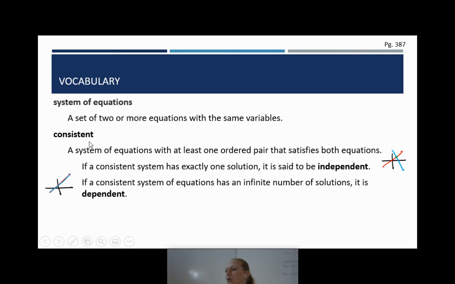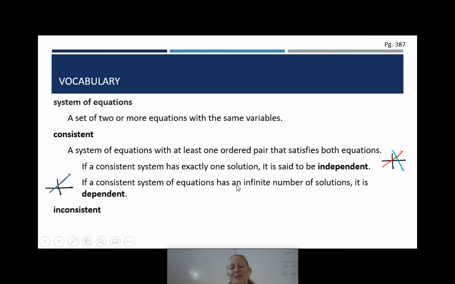So a consistent system means it's got at least one solution. It can have one solution or infinite solutions, but it's got at least one. If it only has one solution, like this one, it's independent. If it has an infinite number of solutions, like this one over here, we say it's dependent.